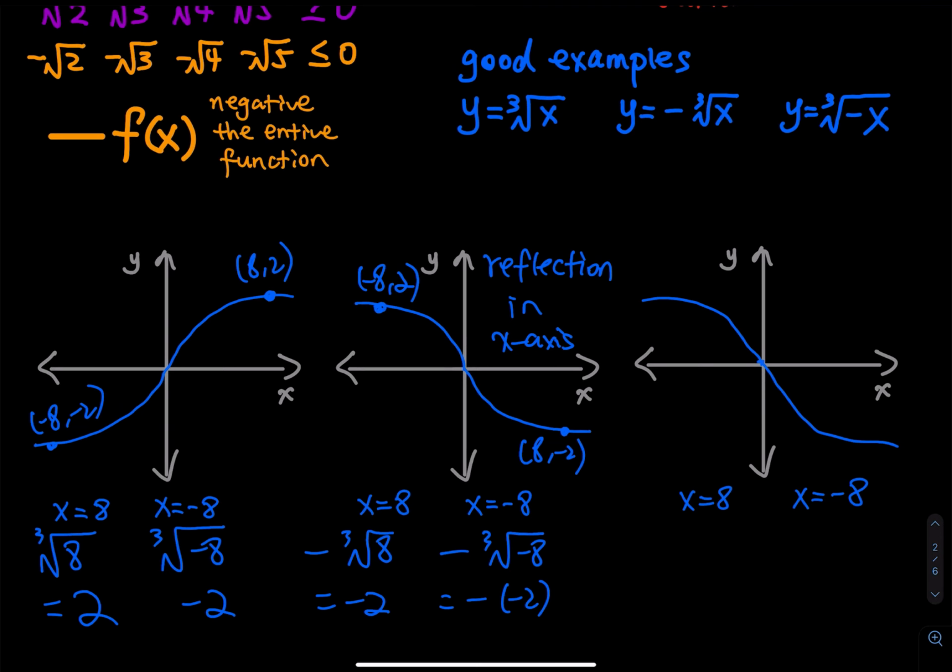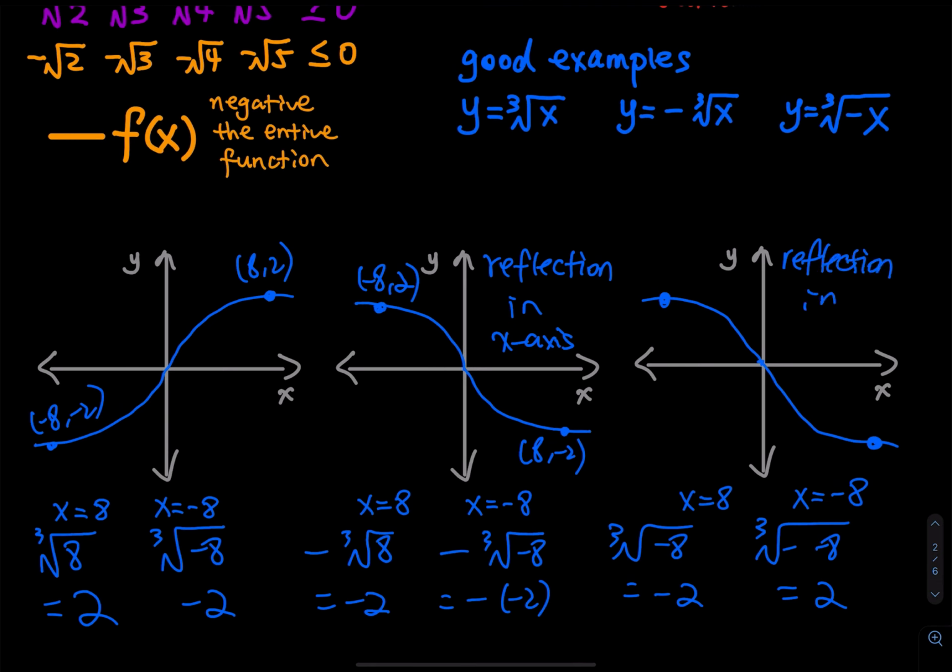And then when x is equal to 8, we have the cube root of negative 8, that is equal to negative 2, right? So we have x equals 8, y equals negative 2. And then when x is equal to negative 8, the cube root of negative of negative 8 gives 2, which is right over here. So this is a reflection in the y-axis. I still suggest you try this with decimals.